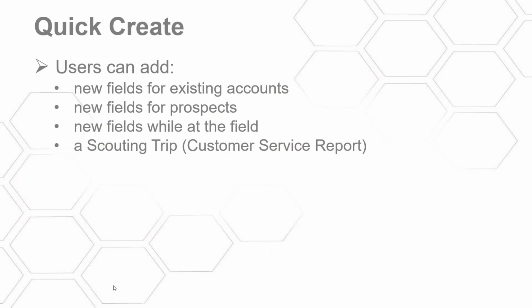Okay, let's move on and talk about Quick Create. So anyone using the scouting app can add new fields for existing accounts, can add new fields for prospects, can add new fields while they're in the field. So in other words, you're out there, you're away from the office, you can put a new field in right there, and you can add a scouting trip as soon as you put that field in. That might be to do a customer service report. It might be to say we're putting signs up here. It may be just to figure out that you finally know where a guy's field is at because you saw him out there and you want to record that. Any of that's possible.